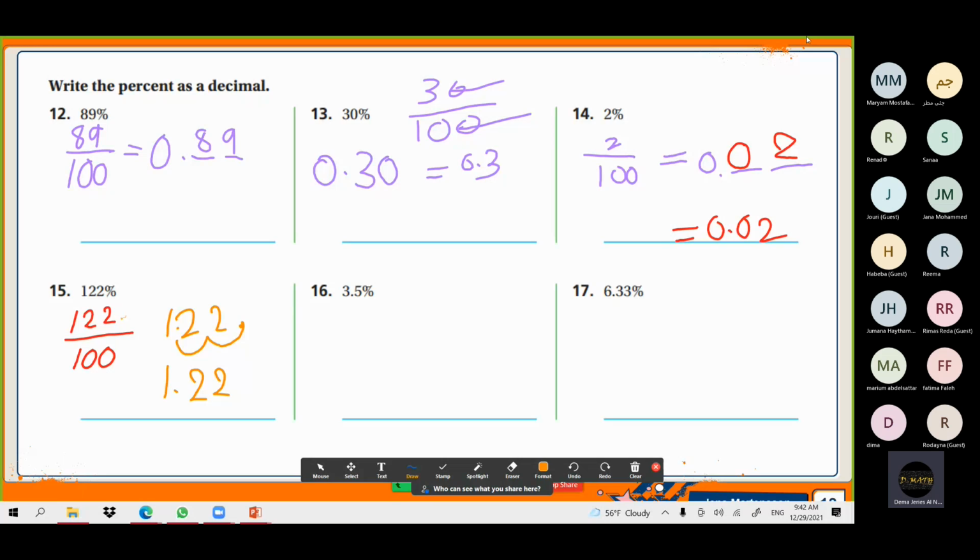Number 16, 3.5%. Okay, we will put 3.5 out of 100. Then we are going to move the decimal, so it's already a decimal. So how many digits do you have to move it? We will move it 2 times. 2 digits. Bravo. So how is it? 0.035. Thank you so much.